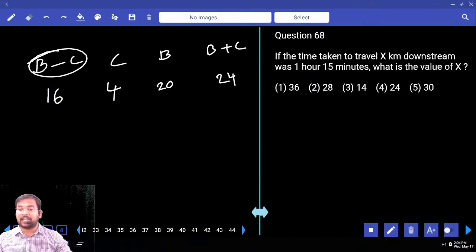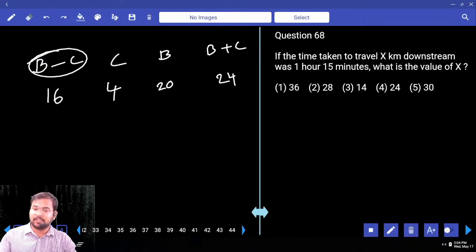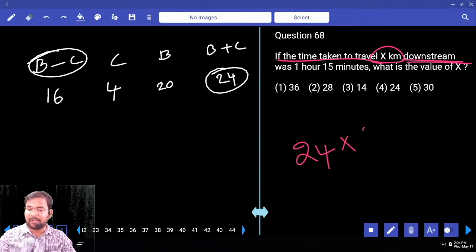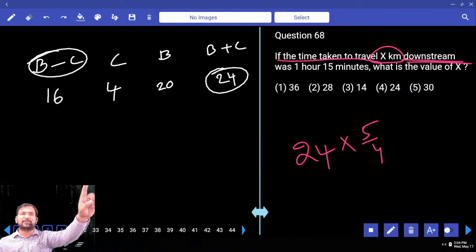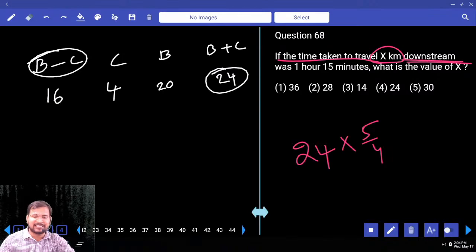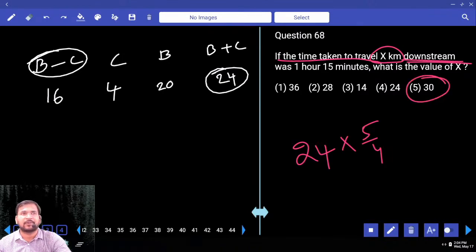If the time taken to travel x kilometers downstream was 1 hour 15 minutes, what was the value of x? Downstream speed is 24. 1 hour 15 minutes is nothing but 5 by 4. Clear? 1 hour 15 minutes is 1 plus 1 by 4, which is 5 by 4. 4 sixes are 24, 6 fives are 30. Your answer is 30. Are you clear?